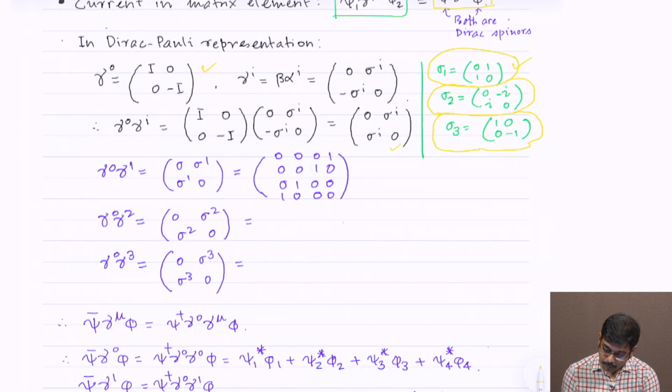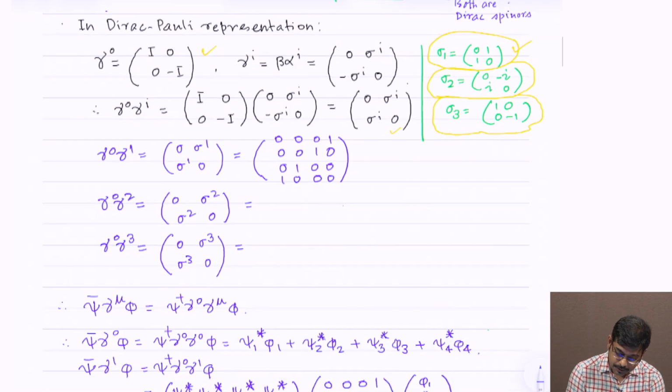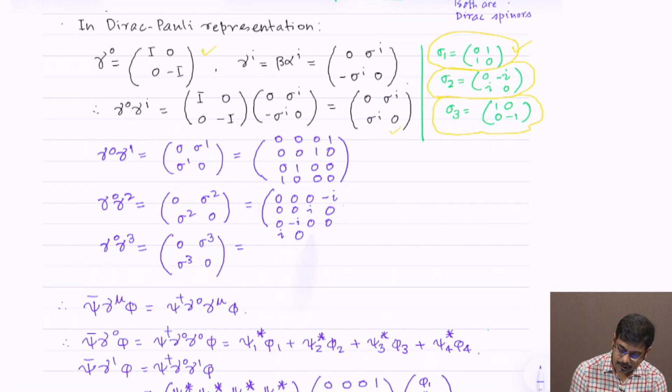Now, what exactly will this be? If I use the form of sigma 2, this is going to be 0 0 0 minus i 0 0 i 0, then you have 0 minus i 0 0 i 0 0 0, right. So, this is what happens to gamma 0 gamma 2.